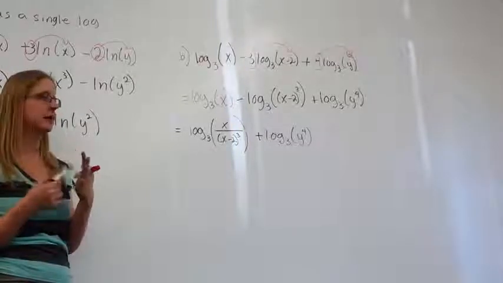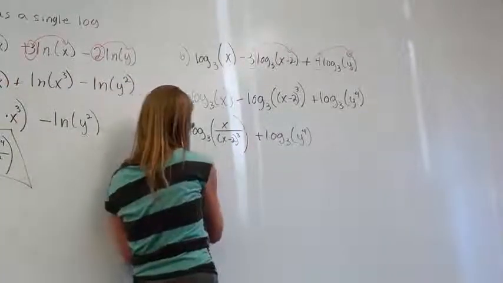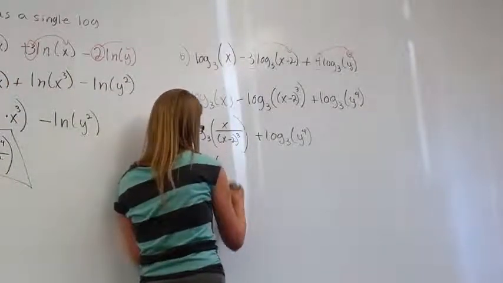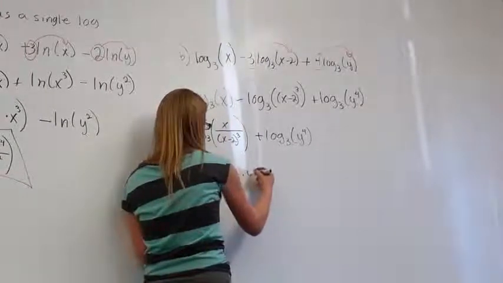Now the addition is what I have left. The addition is going to turn into what? Multiplication. So this is going to be log base 3 of this whole thing times that whole thing.